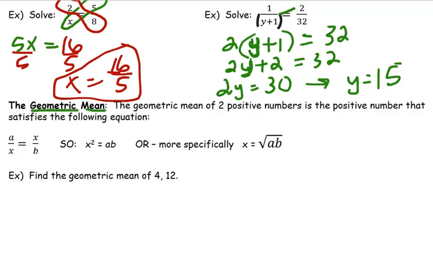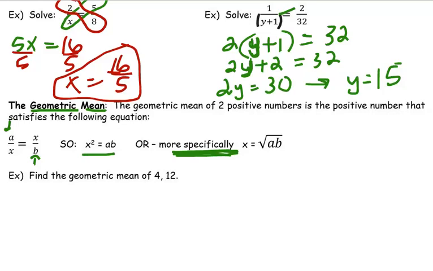Well, the geometric mean of two positive numbers satisfies this following equation: a, which is the first number, over x equals x over b, which is the second number. And so what we get in this formula is x squared equals a times b when we cross multiply. And more specifically, this is what we want to always remember: the geometric mean is when I multiply the two numbers and then take its square root.